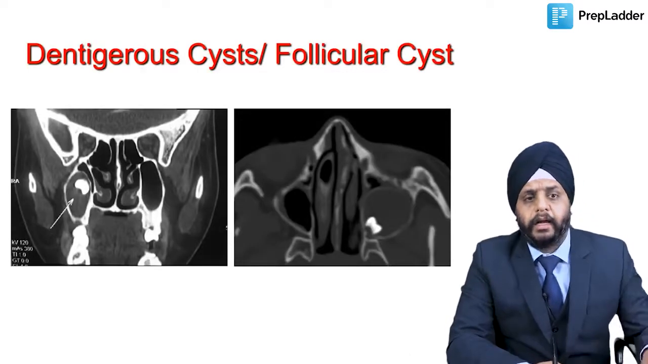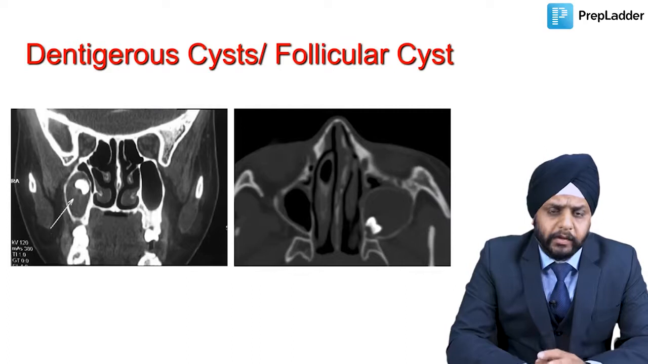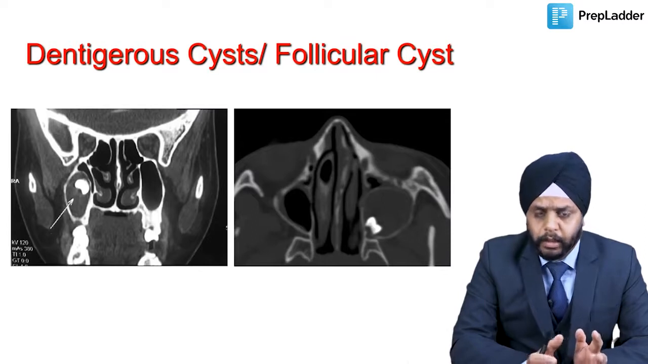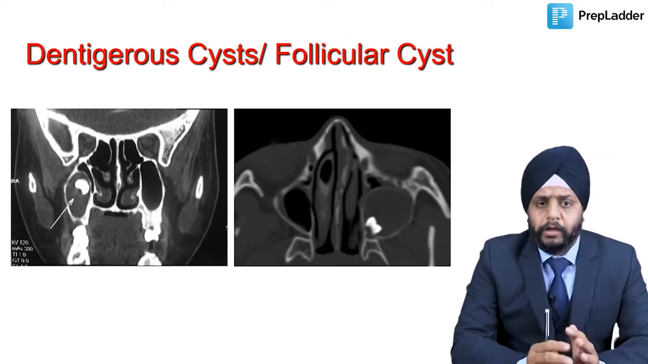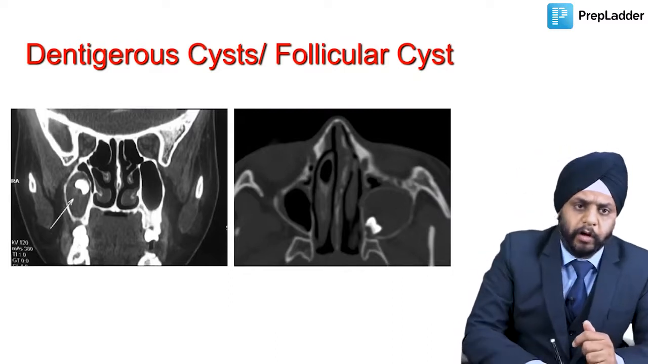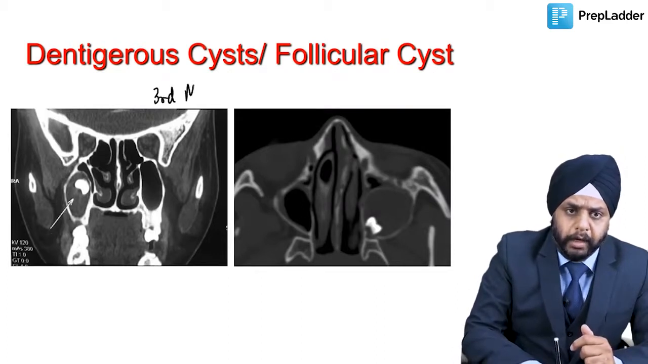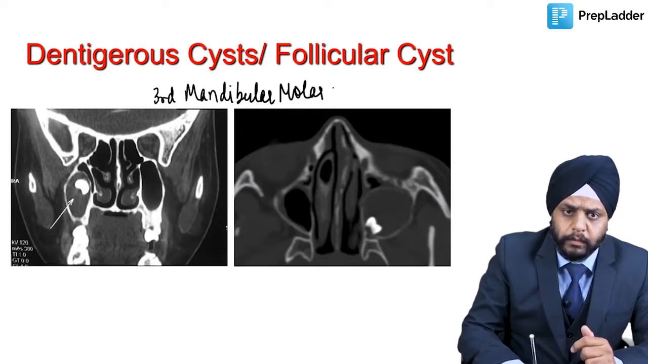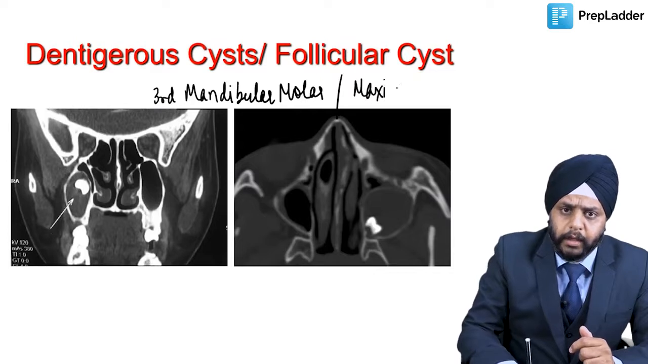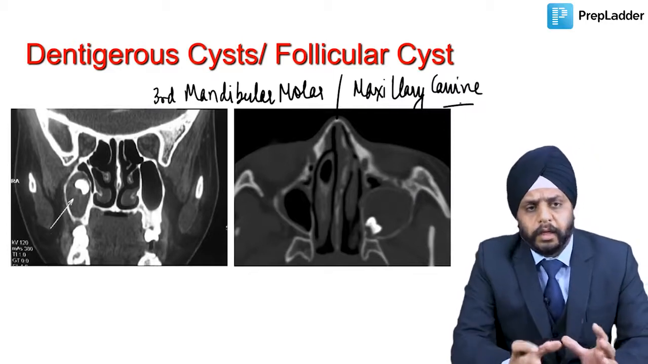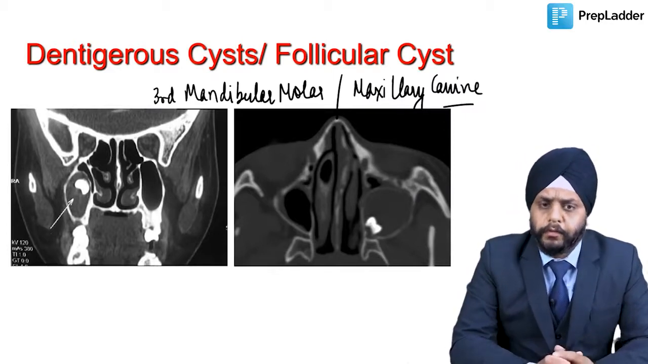Right. Now, the next that we should differentiate this cyst from is the dentigerous cyst. Okay. The dentigerous cyst or the follicular cyst, as the name suggests to you, these are of dental origin. Now, these cysts, they develop from the unerupted or partially erupted tooth. Most commonly it is the third mandibular molar, the wisdom tooth, or from the maxillary canine. So these are the most common to form the dentigerous cyst or the follicular cyst.